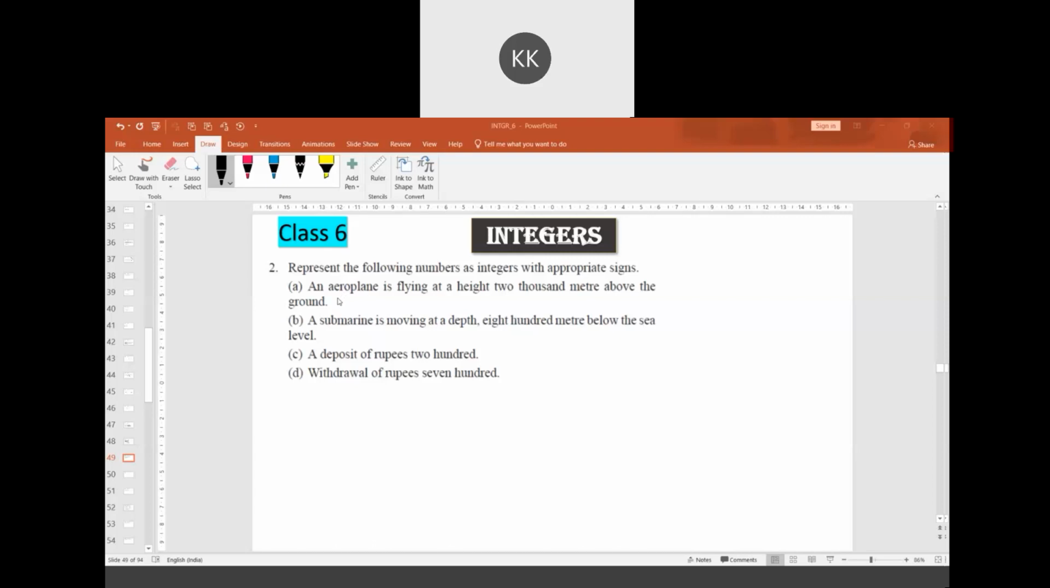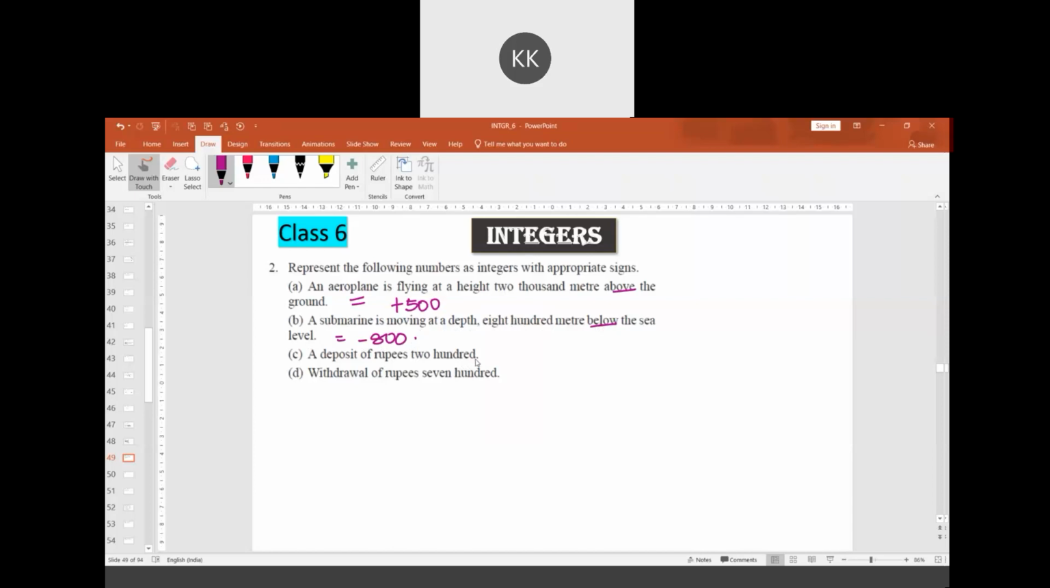The first question here is, an aeroplane is flying at a height of 5000 meters above ground. So we need to write plus 5000 for mentioning the number. Whenever above is there, we'll mention it as positive. Whenever below is there, we'll mention it as negative. So here a submarine is moving at a depth of 800 meters below the sea level, so minus 800 has to be mentioned.